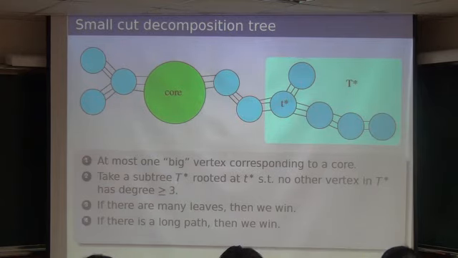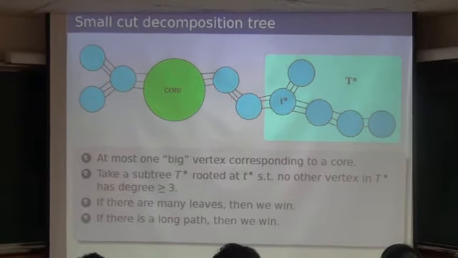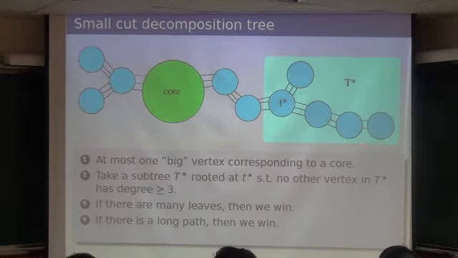So if there are many leaves, remember I already told you that every twig in the original decomposition corresponds to a leaf, or every leaf corresponds to a twig. So if you have a lot of leaves compared to the number of nodes in the tree, then you win. But it's possible that you have a tree that has many nodes and few leaves. For example, if the tree is a path.